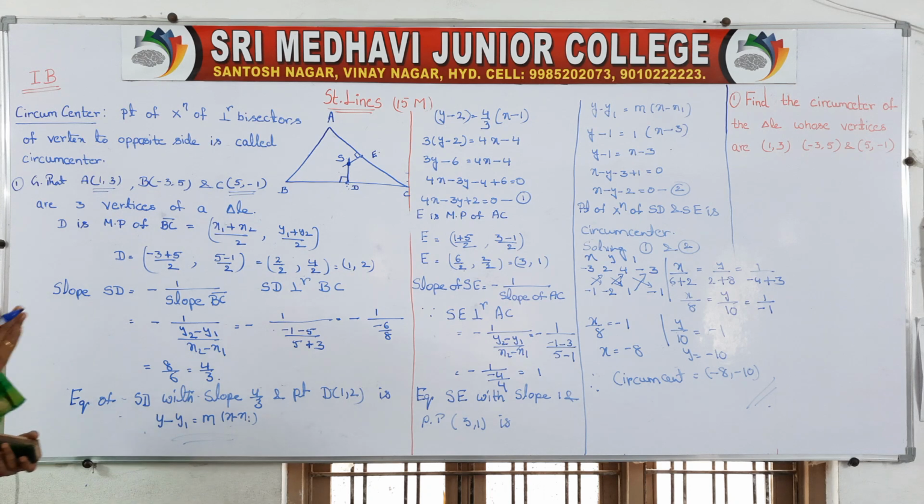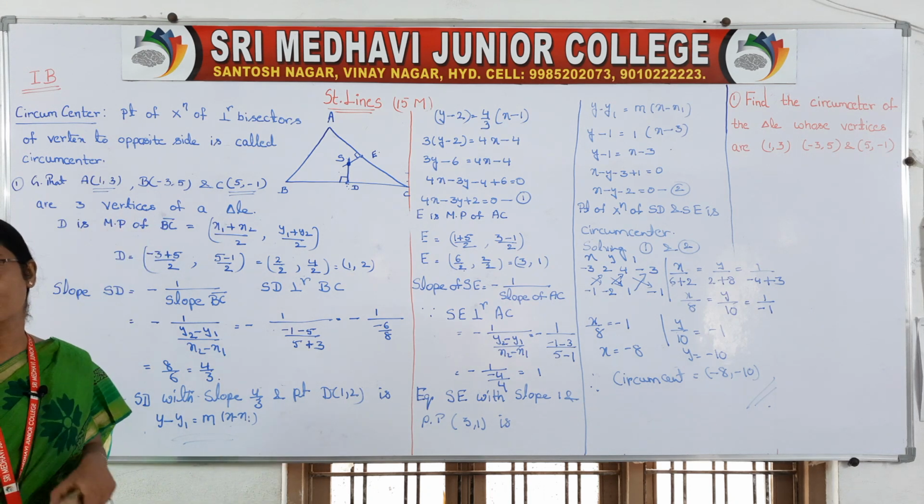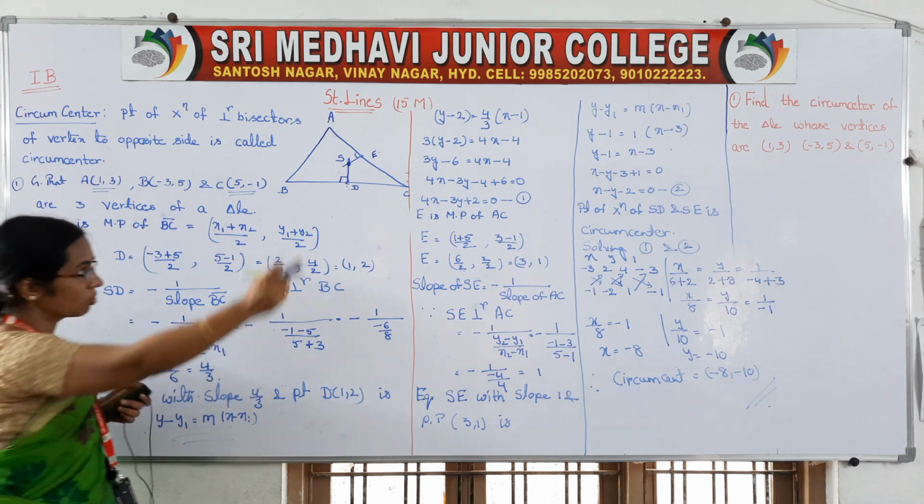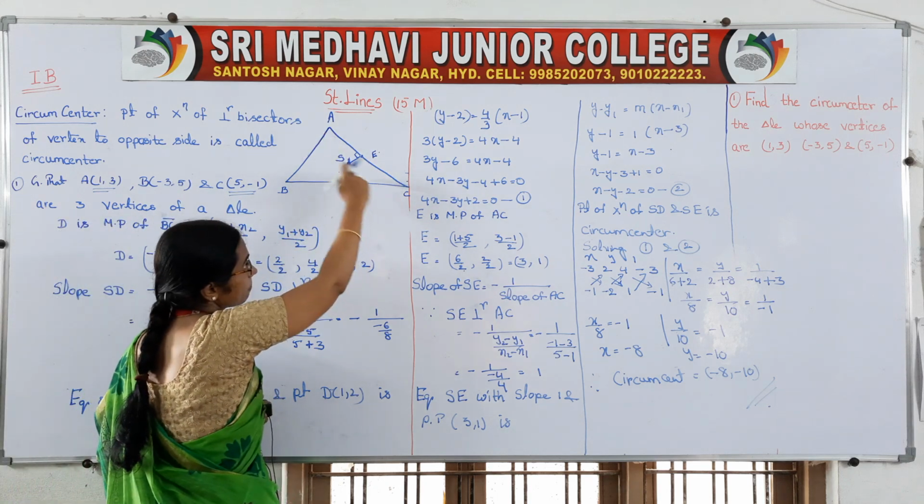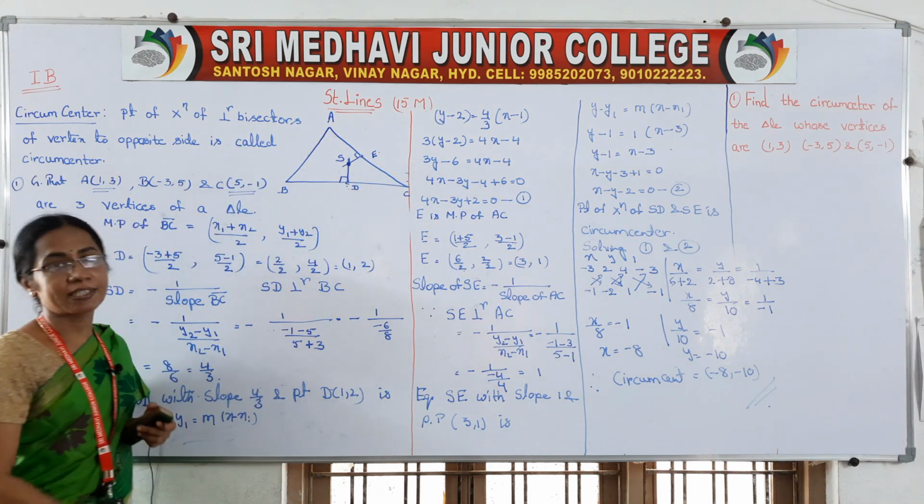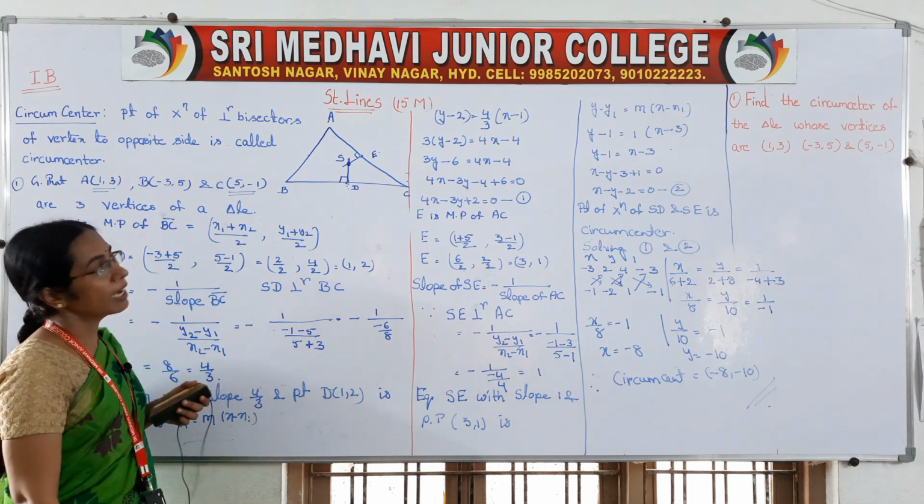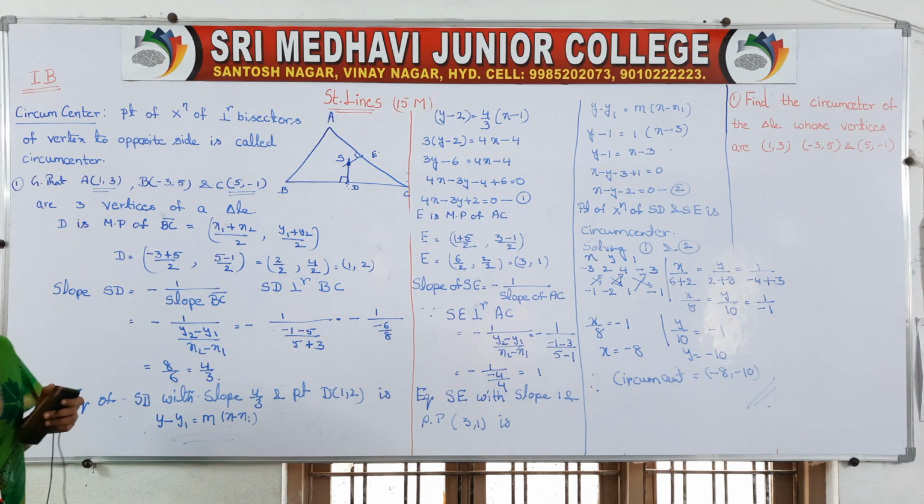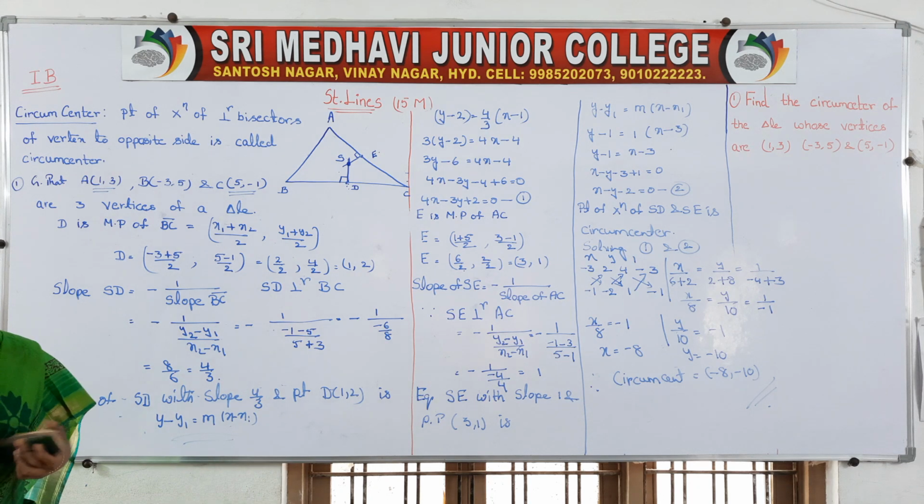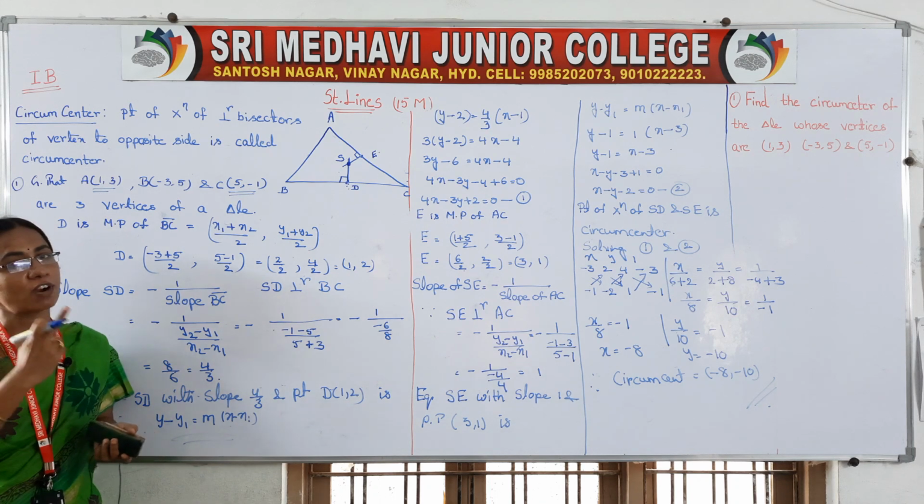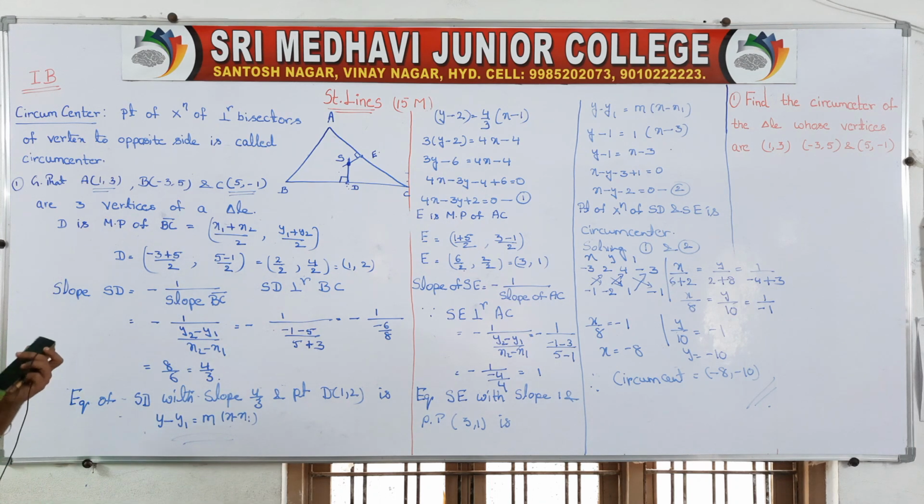Once we got SD, the same procedure we have to follow for SE. First find E, the midpoint of AC, then the slope of SE. Once we got point and slope, apply the formula, you got your SE. So finally, after getting SD and SE, their point of intersection is our circumcenter. By applying the cross multiplication rule, you find their point of intersection, that is your circumcenter.